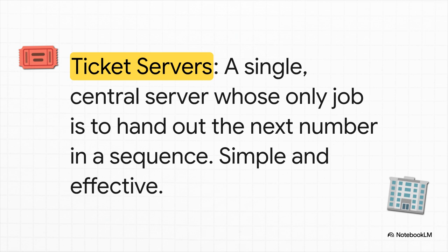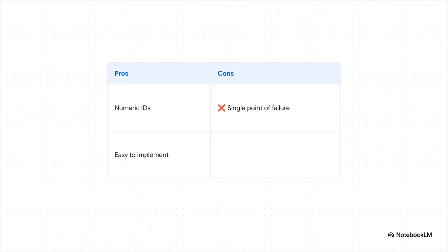It's literally like taking a ticket at a deli counter. Now this approach gets you perfectly ordered numeric IDs. It seems great, but it has a fatal flaw, a single point of failure. If that one ticket server goes down for even a second, the entire system, every tweet, every message, grinds to a halt. For a service that has to be on 24/7, that's just a complete non-starter.